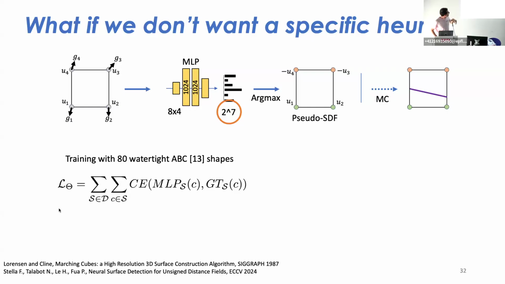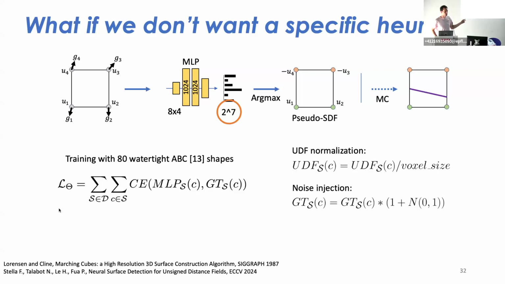Okay. We normalize the input UDF values by the voxel size, which makes this resolution agnostic. It really doesn't care about the resolution. And then we inject noise on the training set to make this work not only on perfect UDFs, but especially on neural UDFs, which is the point of the whole thing. Okay. Is this kind of clear, the way it works? It's really straightforward. Yeah.